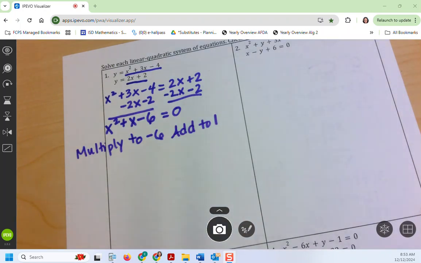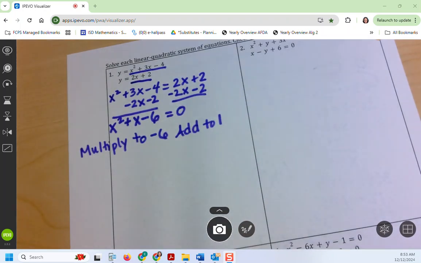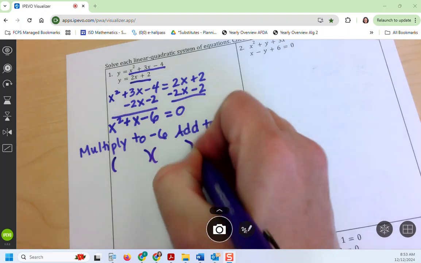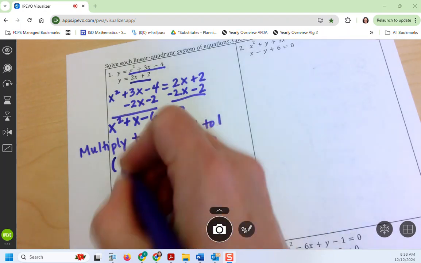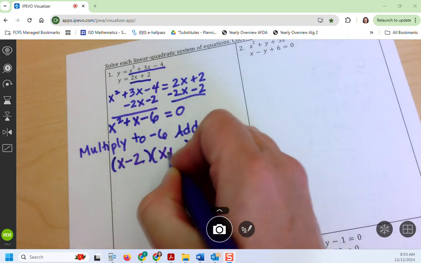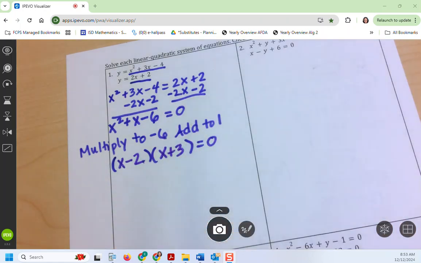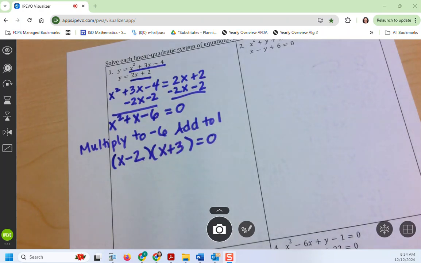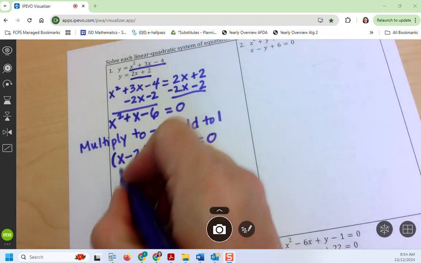Good collaboration there. Most of you found that the numbers were -2 and what? -2 and +3. So, write your factors. For the -2, you write x minus 2. For the +3, you write x plus 3. So remember I told you factoring comes back. Now if those two factors multiply together to make 0, that means one of them has to be 0. So set each one equal to 0.